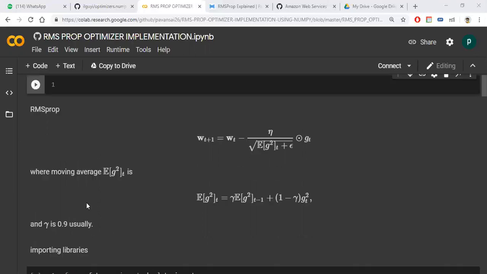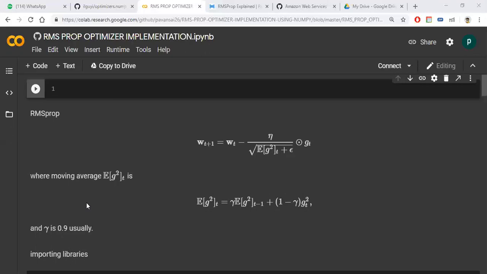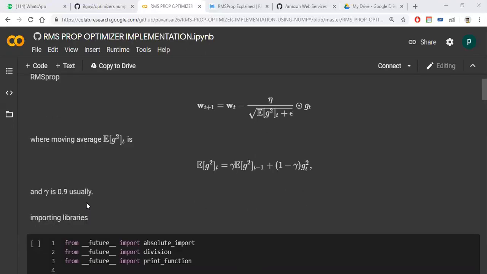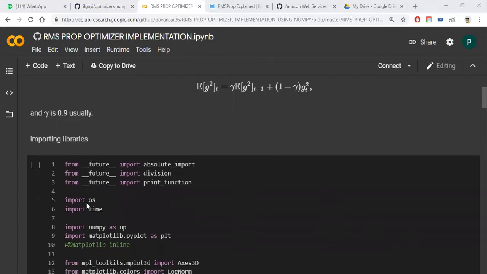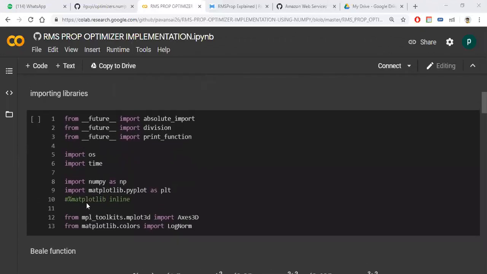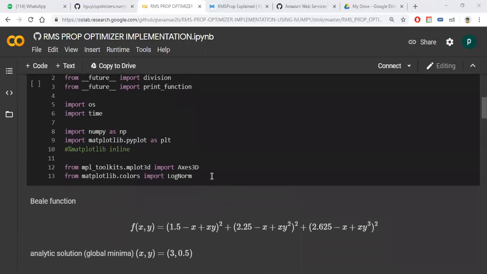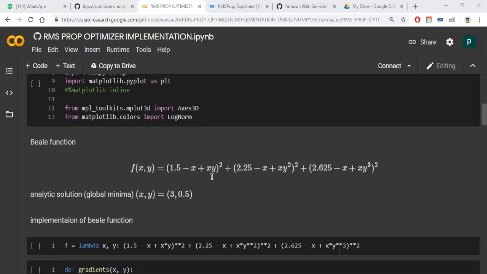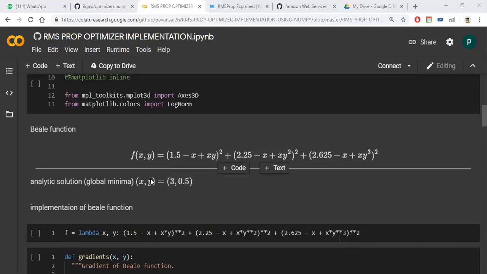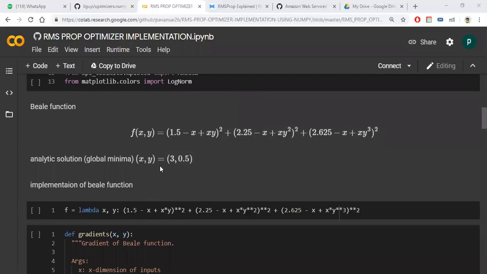Here I am showing how to implement the RMS prop optimization using NumPy. These are the important libraries for implementing this optimizer: absolute import, division, print function, and matplotlib. I may not need all of these, but they are the normal libraries, so I am importing them. I am taking this function for implementation. I am not showing how RMS prop optimizes this function; I will show it in a later video.